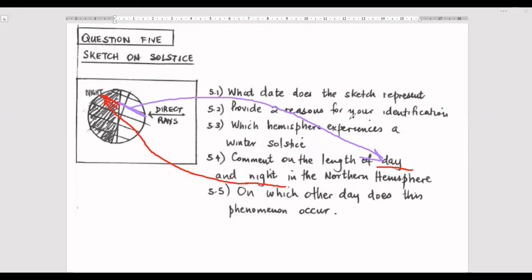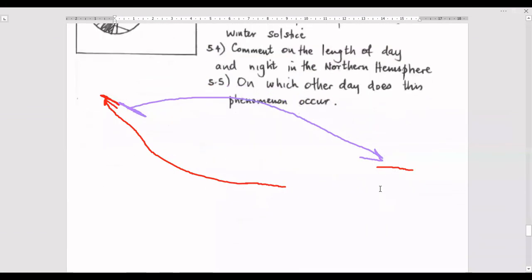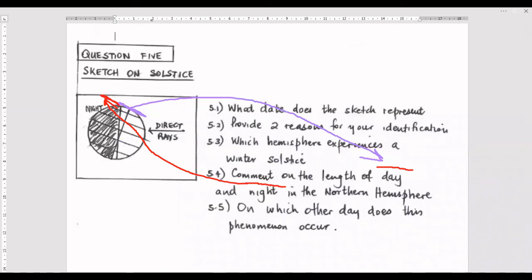So it takes place on the 21st of June, and it's going to take place for us now on the 21st, 22nd of December, when the sun is striking the southern hemisphere. That's our summer solstice. The sun is striking the southern hemisphere, and that means we will now experience the summer solstice.